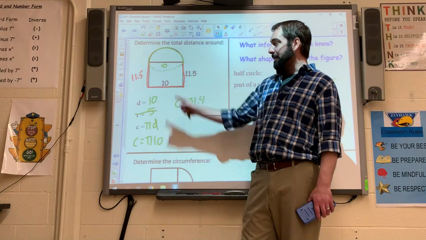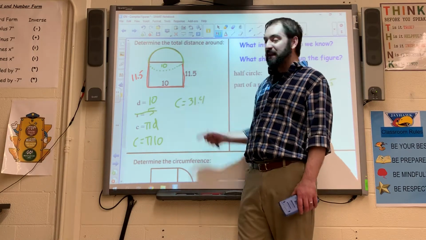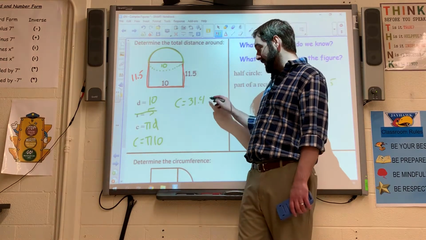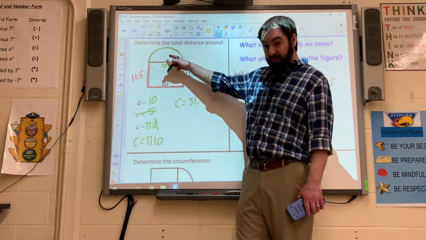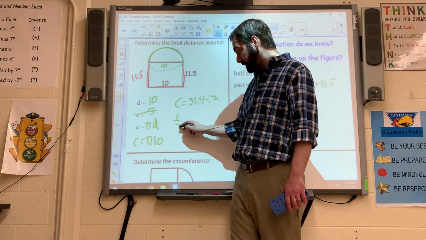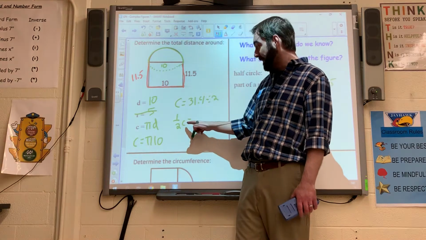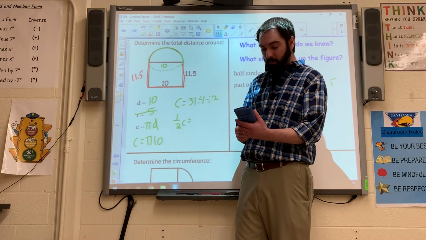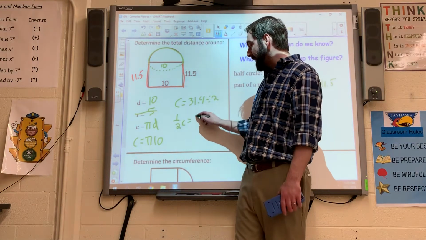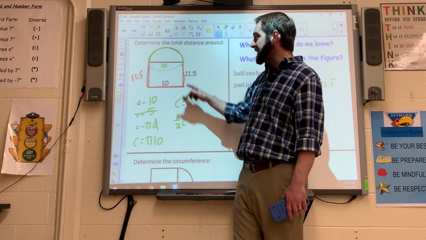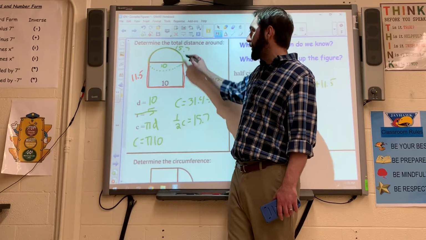Well, here's again the problem. I don't have a full circle, so I don't need the full number. I need half of the number. So again, I'm going to divide by 2 since I have a semicircle or a half circle. And I'm going to find out that half the circumference, 31.4 divided by 2, is going to be about 15.7. I'm going to take that 15.7 and write it up here on my semicircle.